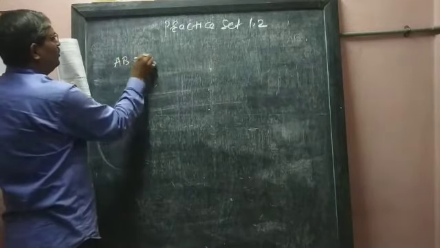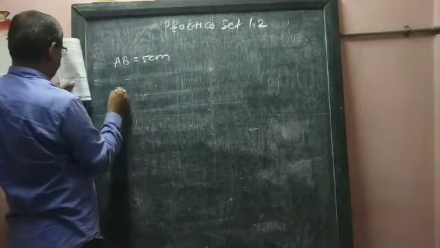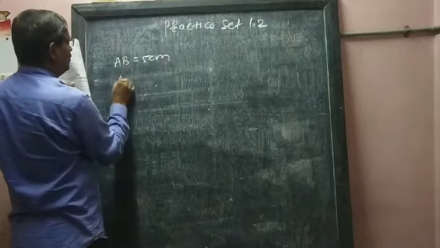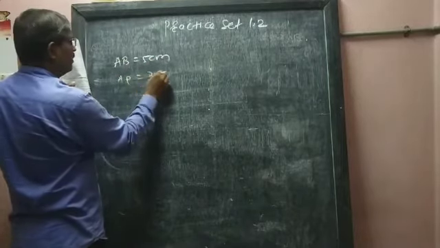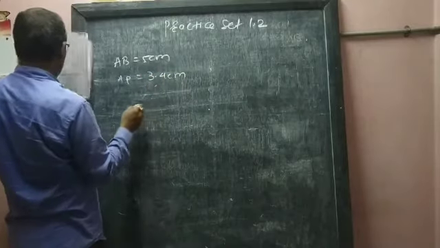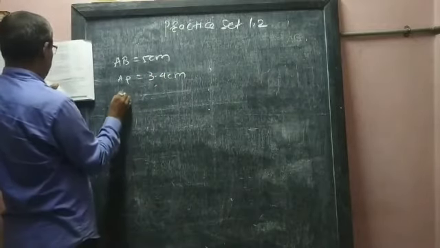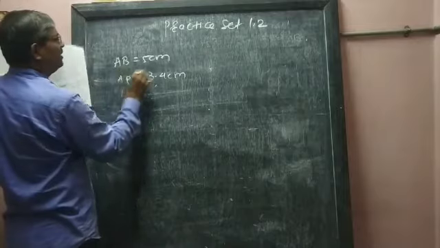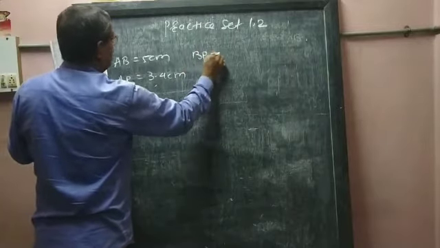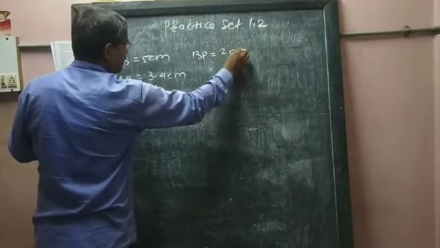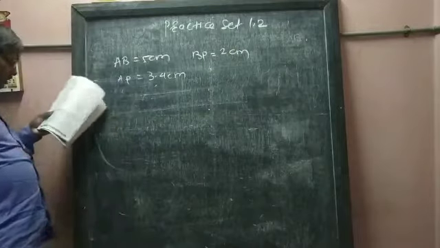AP is equal to 5 centimeter given. AQ is equal to 3.4 centimeter given, and BP is equal to 2 centimeter given. So how will you compare this?